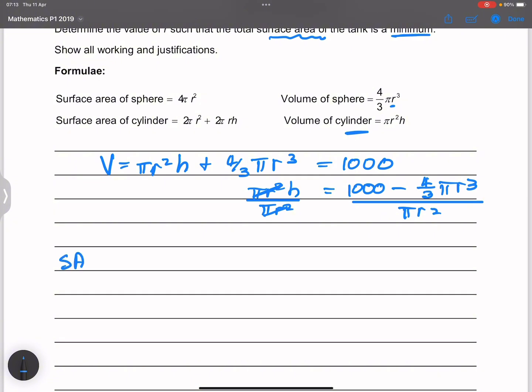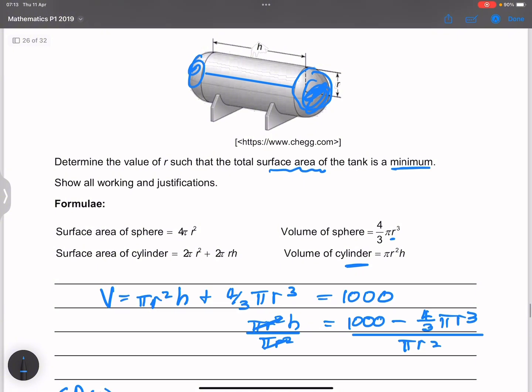in terms of r will be, okay, so the surface area of a sphere, and I did say to you that a hemisphere plus a hemisphere will give us a full sphere. So that will be the surface area. And then the surface area of a cylinder. Now, please, I want you to note, ladies and gents, the 2 pi r squared would be for a cylinder that is closed, right?